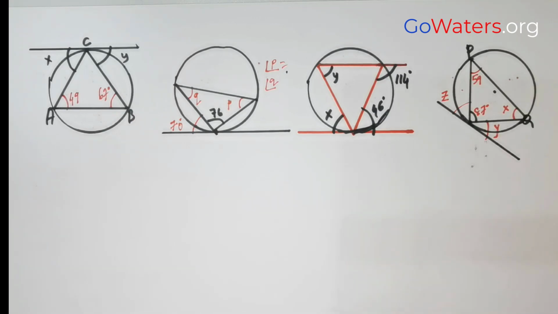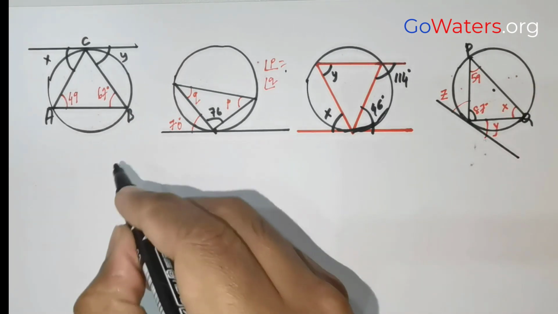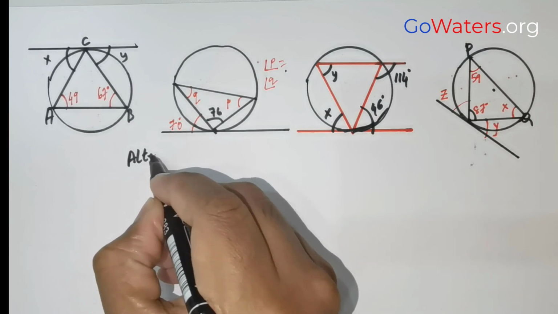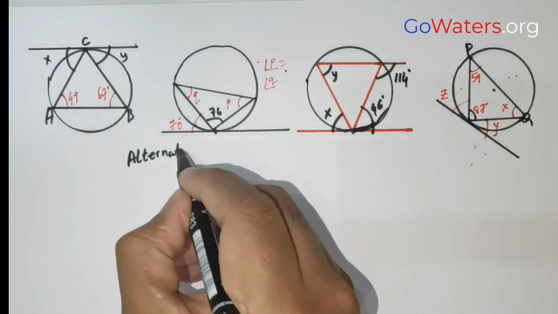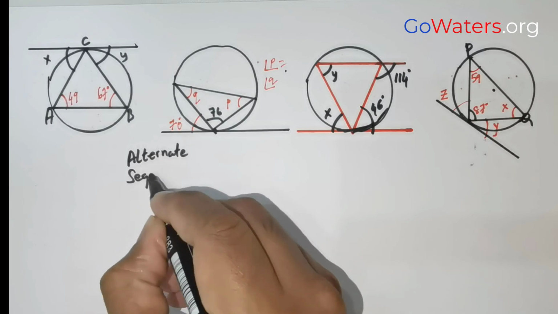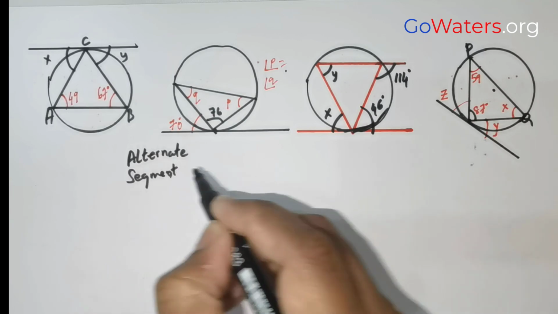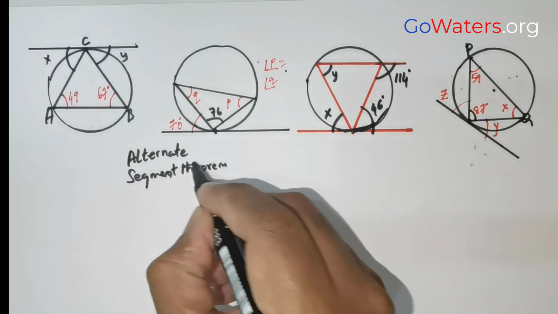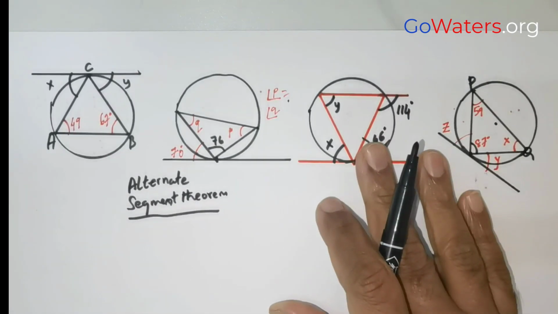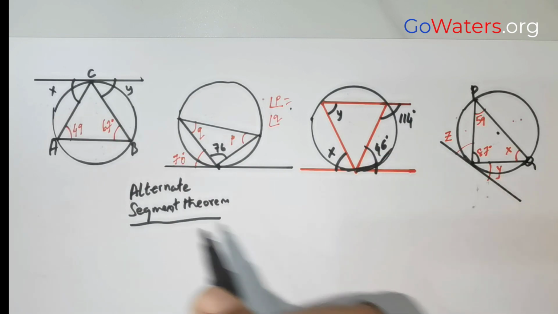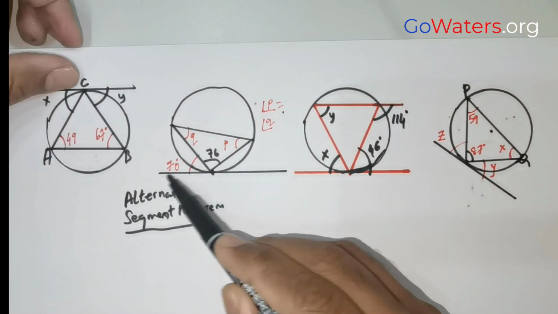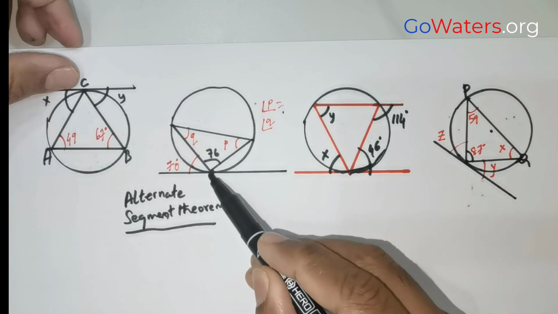We have a series of questions here, students, and in each of these questions we will be using what is called the alternate segment theorem. Now what exactly does this theorem mean? Now we got a tangent here. Let me just show that to you. We have a tangent here. It is making a contact.